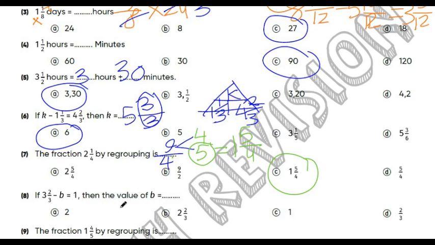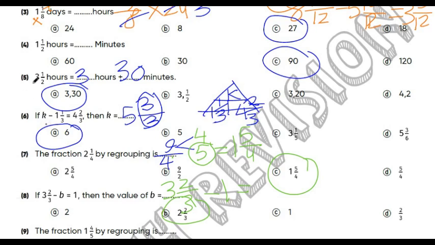3 and 2 over 3 minus b equals 1. We said before that in a subtracting equation the first number is always at the top, so we have to add these two numbers, and now to get b we have to subtract this number from that one, so it will be 3 and 2 over 3 minus 1, which is equal to 2 and 2 over 3, that one. Okay, let's go to the next one.